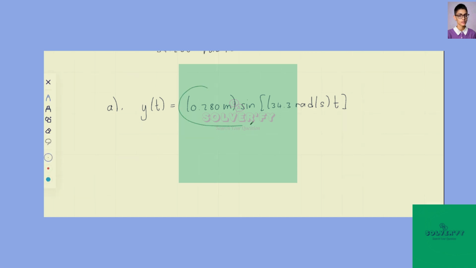Now, since the mass has a zero displacement and a positive velocity at t equal to 0, the equation of motion is a sine function, and we can write this as y of t equal to the amplitude 0.28 meters times sine of omega, 34.3 radians per second times t. And so we have the equation of motion for this oscillator.